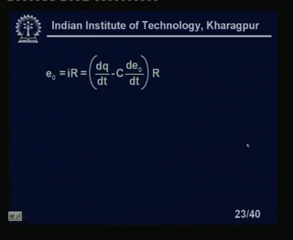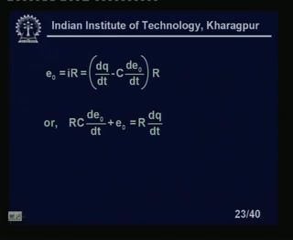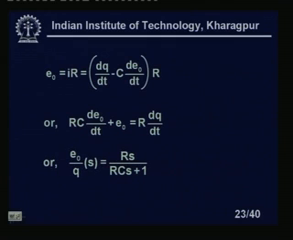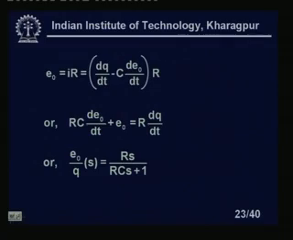So, E naught I can obviously write as i into R equal to (dq/dt minus C dE naught/dt) multiplied by R, or RC dE naught/dt plus E naught equal to R dq/dt. So, E naught by Q, because Q is the input, we assume that Q is generated, and we look at what the output is. So, the sensitivity will be E naught by Q in the S domain, equal to R into S divided by RCS plus 1, right.